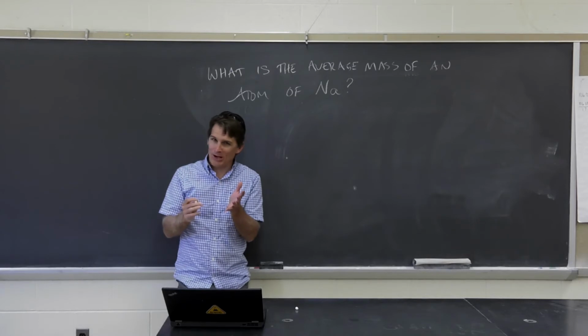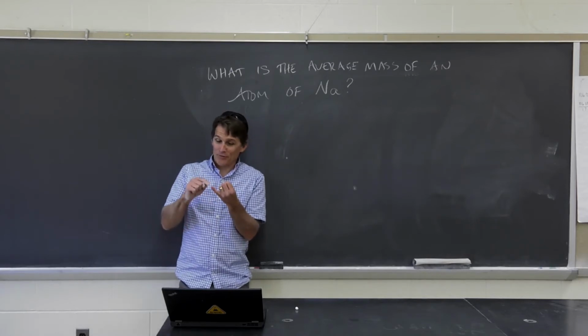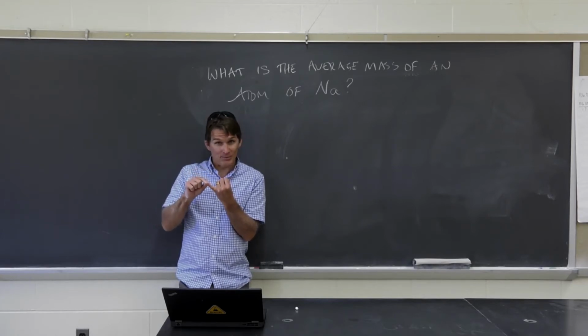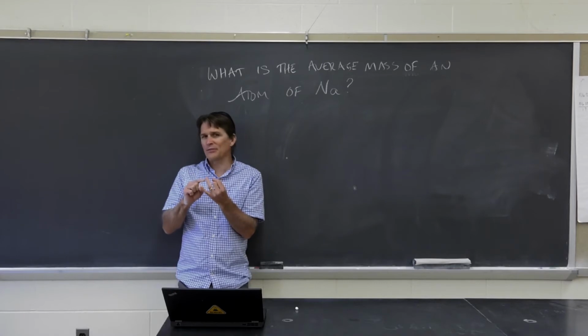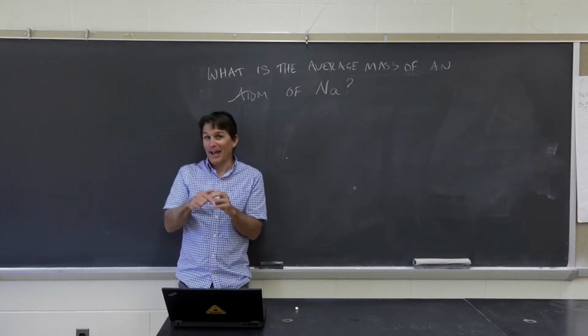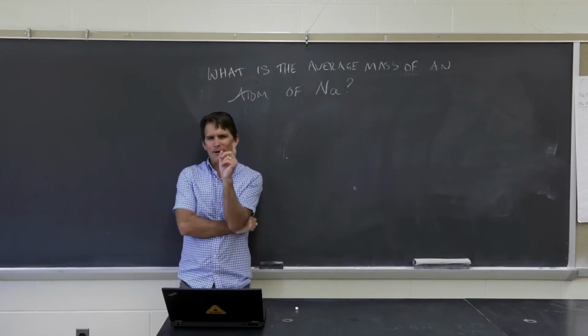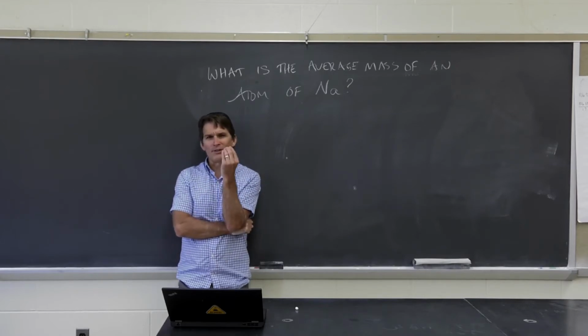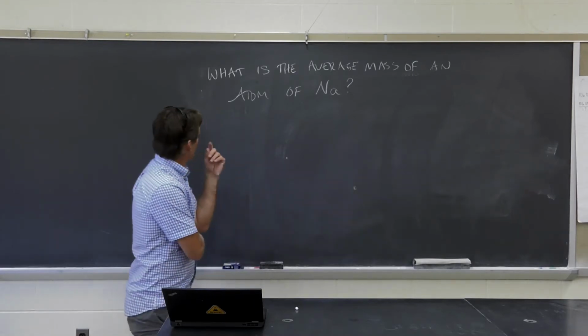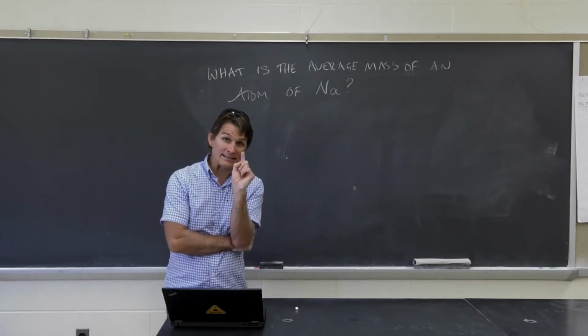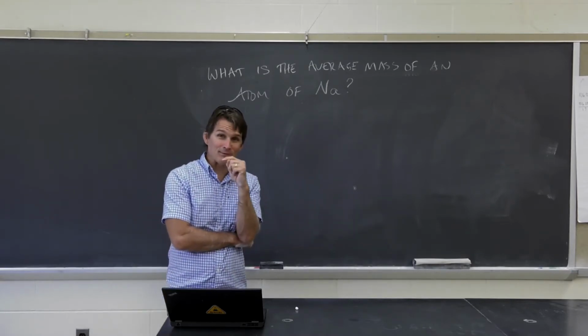What's tricky about this problem is you have to figure out what numerical value is given to you that kind of seems hidden. And then you have to figure out where you're going. And then you got to figure out how to get there. So there's a lot of steps here. But just think about it. What numerical value have they given you in this problem? They want to know the average mass of a single atom of sodium.